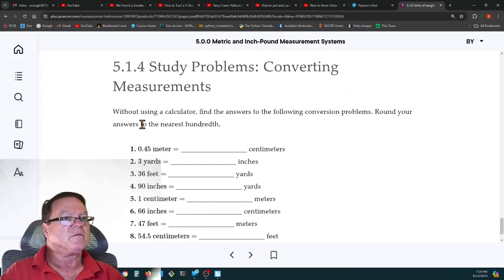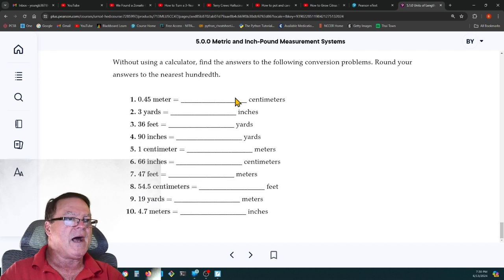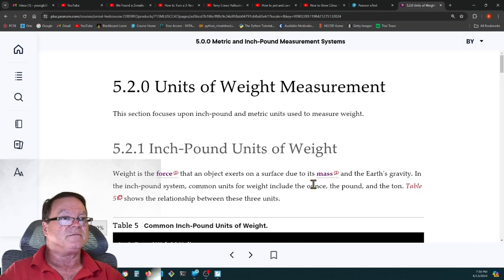5.1.4 study problems. I'm not going to do these. This is something for you to do on your own. Check with your instructor. If you have any difficulty, write in the comment section, and I'll try to get back with you. I'll try to answer your comment if you're having difficulty with any of these.